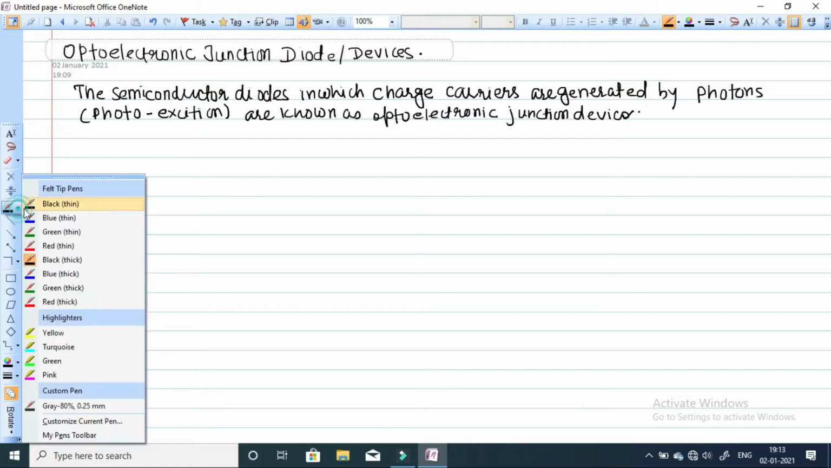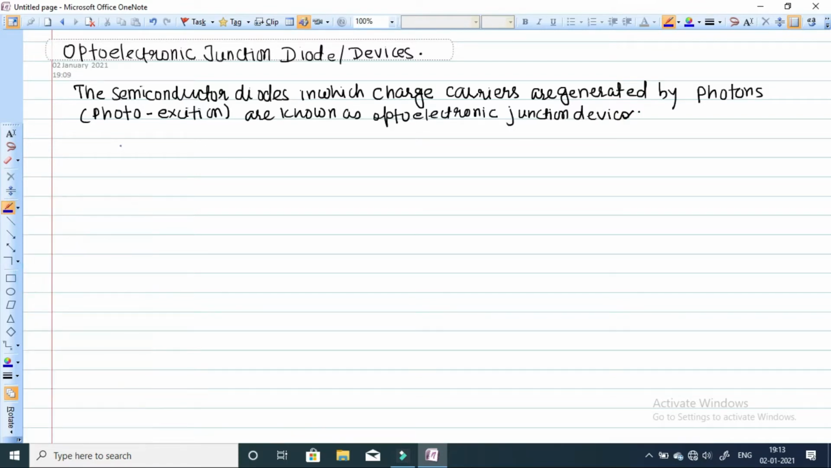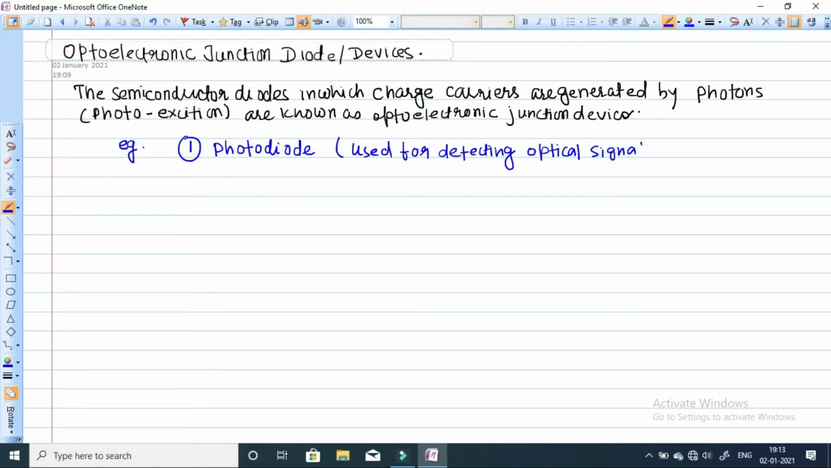of optoelectronic junction devices in this topic. The first is photodiode. The working is based upon the photo excitation, and photodiodes are used as sensors, used for detecting optical signal. So basically photodiodes are used for detecting the optical signal.